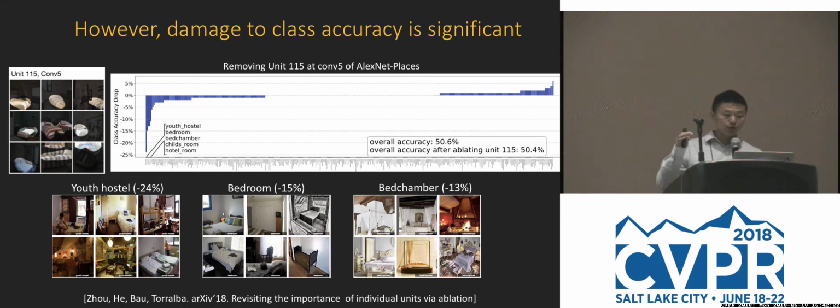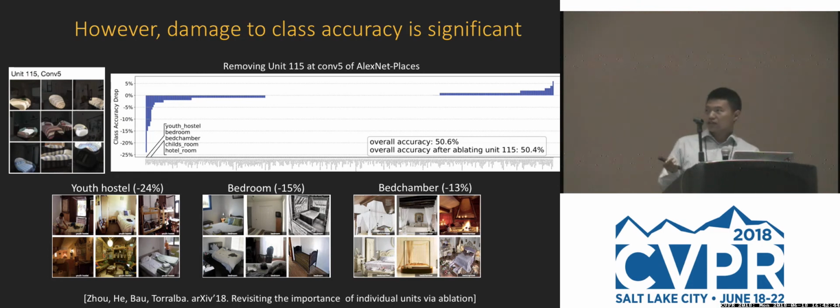For the youth hostel, the class accuracy drop is 24%. For the bat roof, if you remove this unit, the damage is 50%. For the bat chamber, the drop is 30%. So it clearly shows that this unit is very important to recognize a subset of categories.